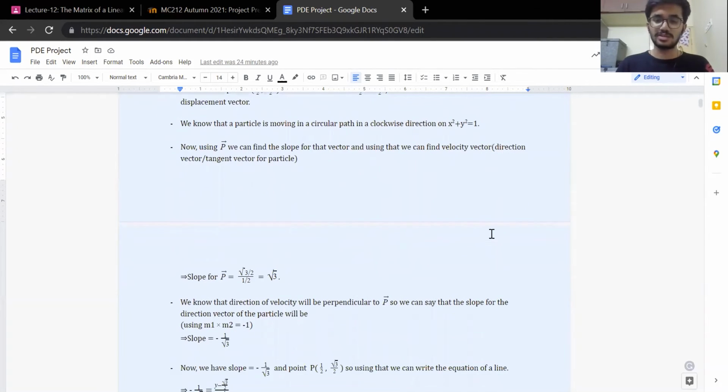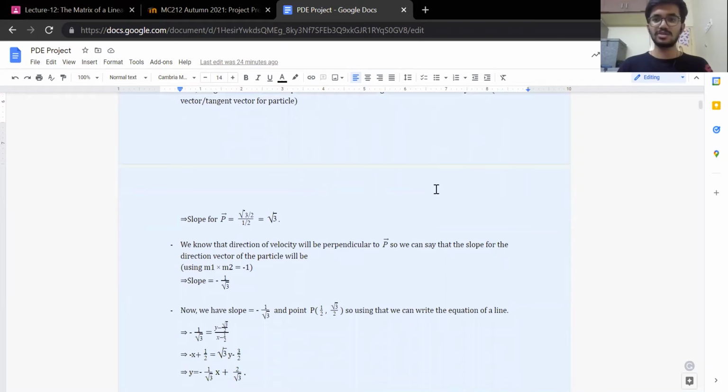And we also know that it's moving with constant speed, so the direction vector of the particle at a given point is the same as the velocity vector, and it's always perpendicular to the displacement vector of that particle. So using that concept, we can find the direction vector.